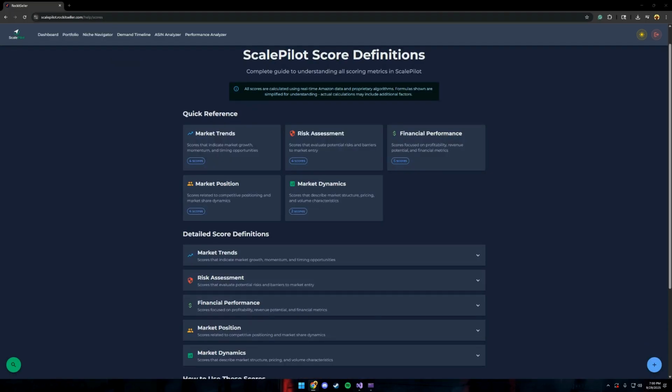Remember, bookmark this help guide in your favorites for quick reference during product research. Next, we'll show you how to use a profit calculator to model your potential returns.